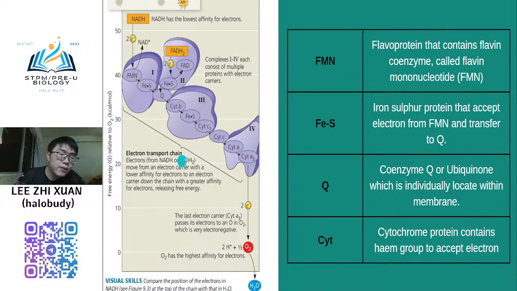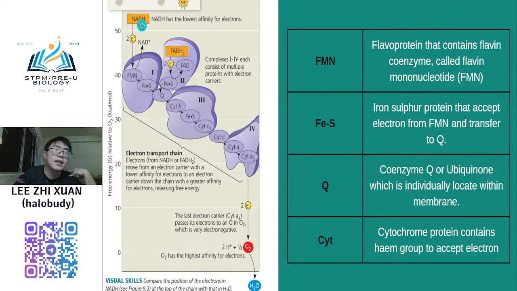So you see here, electron move from an electron carrier with a lower affinity for electron to an electron carrier down the chain with a greater affinity for electron, releasing energy. So you see here, kenapa dia boleh release energy? Because the electron from an electron carrier with the lower affinity of electron. Maksudnya yang ni is lower affinity toward electron. Meaning dia mudah untuk dapat electron.